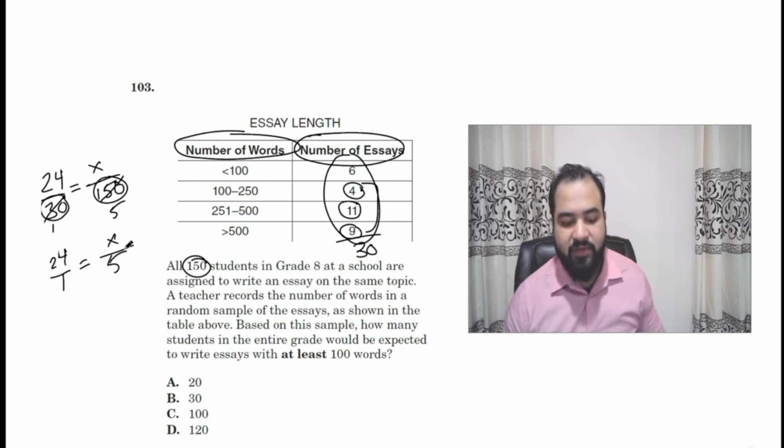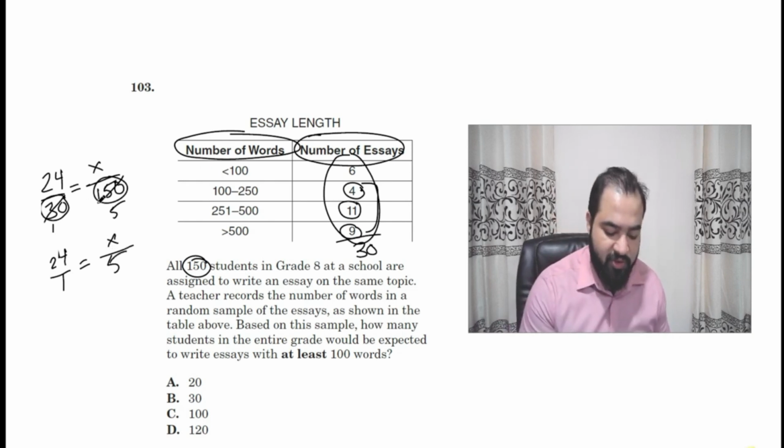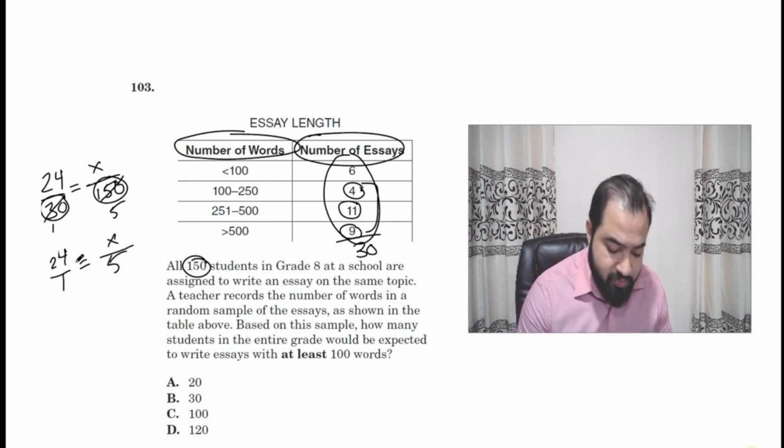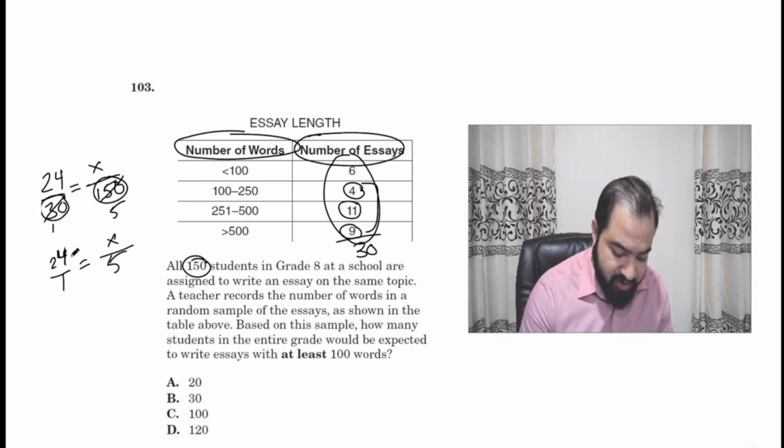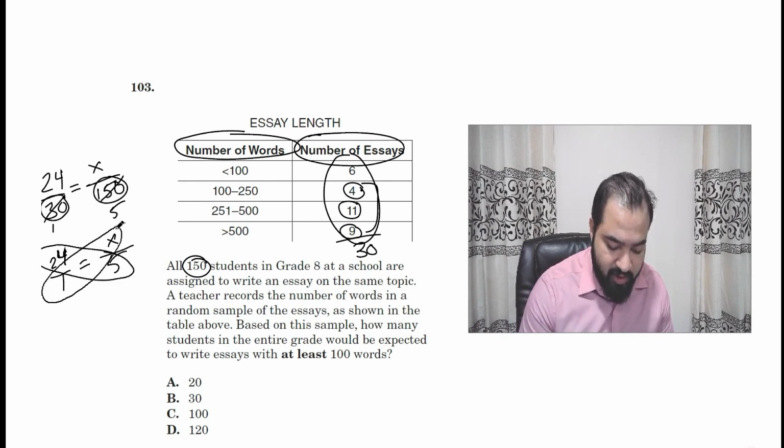Note that we want to save time. We don't want to literally multiply 150 with 24 and 30 with x. A lot of work. Now this proportion looks much simpler. So now we can cross multiply. So x times 1 is x, and 5 times 24 is 120.